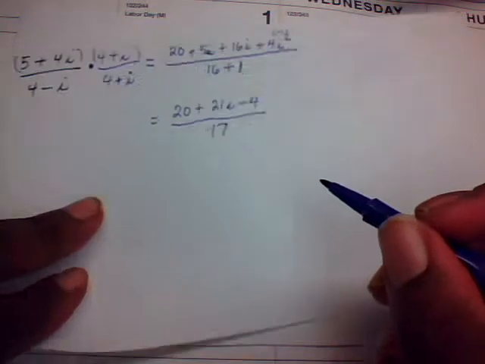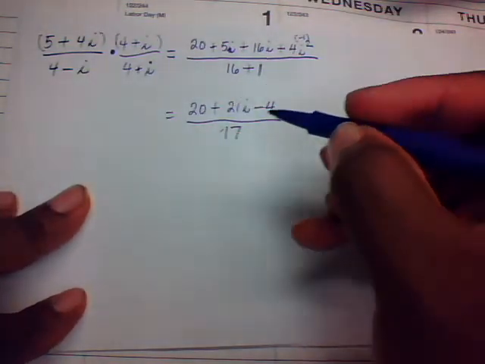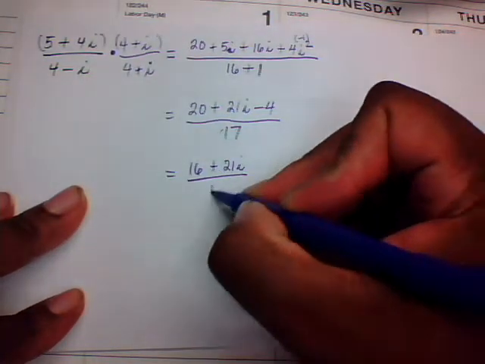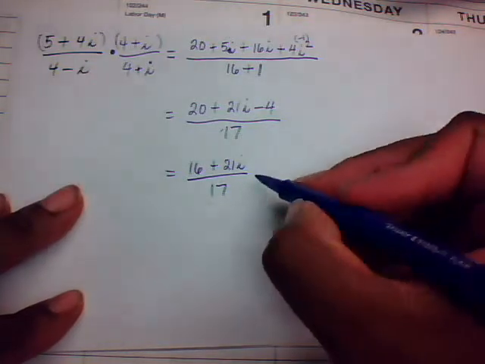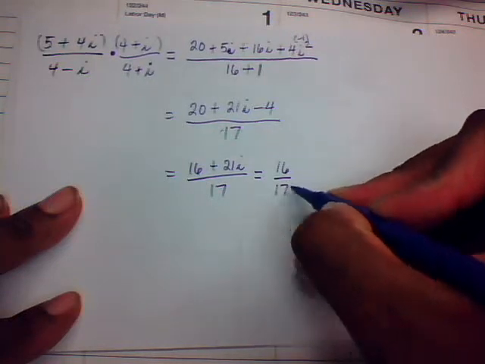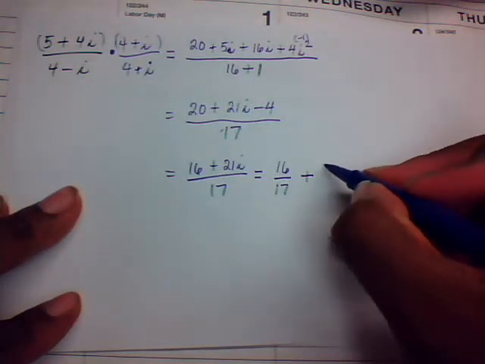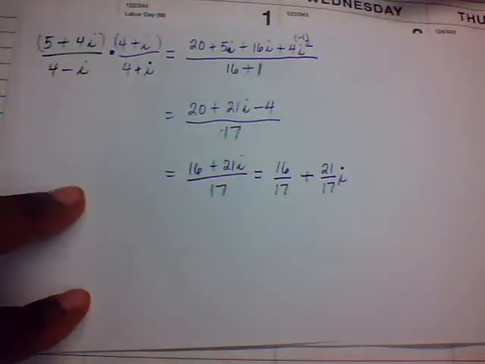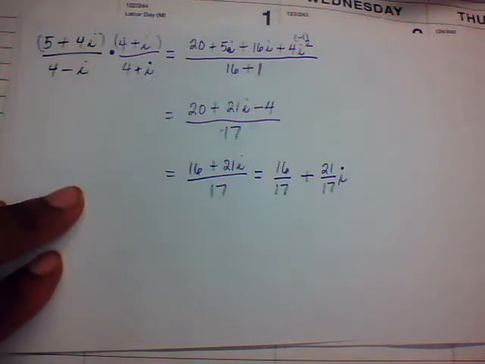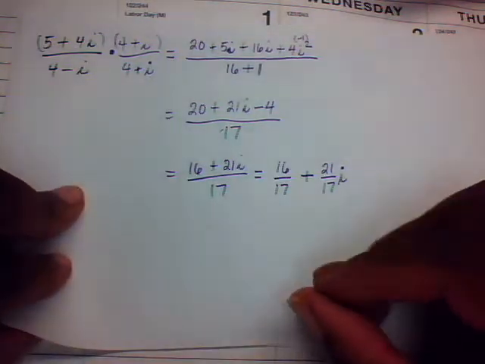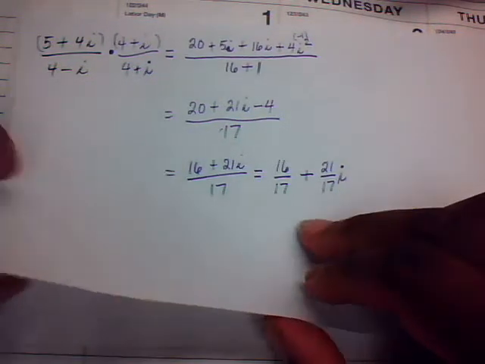Now let's simplify this. 20 minus 4 is 16 plus 21I over 17. Okay, now we're going to break this up as 16 over 17 plus 21 over 17 times I. And that would be your final answer to that particular problem. Okay, so that would be how you would divide complex numbers using conjugates.